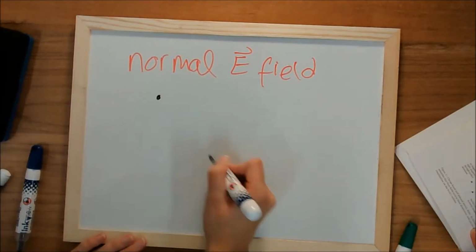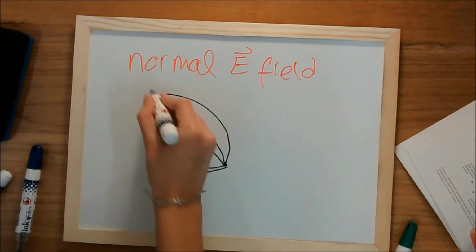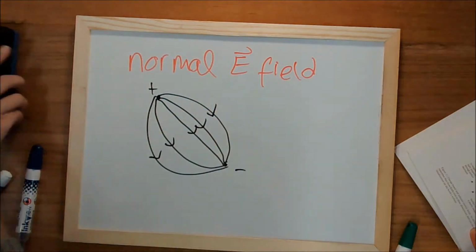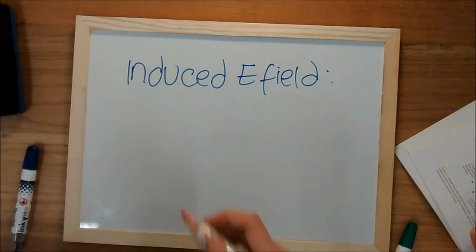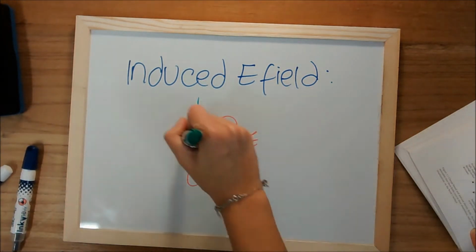The normal electric field lines originate on positive charges and terminate on negative charges. However, in induced electric fields, these form complete loops around the boundary.